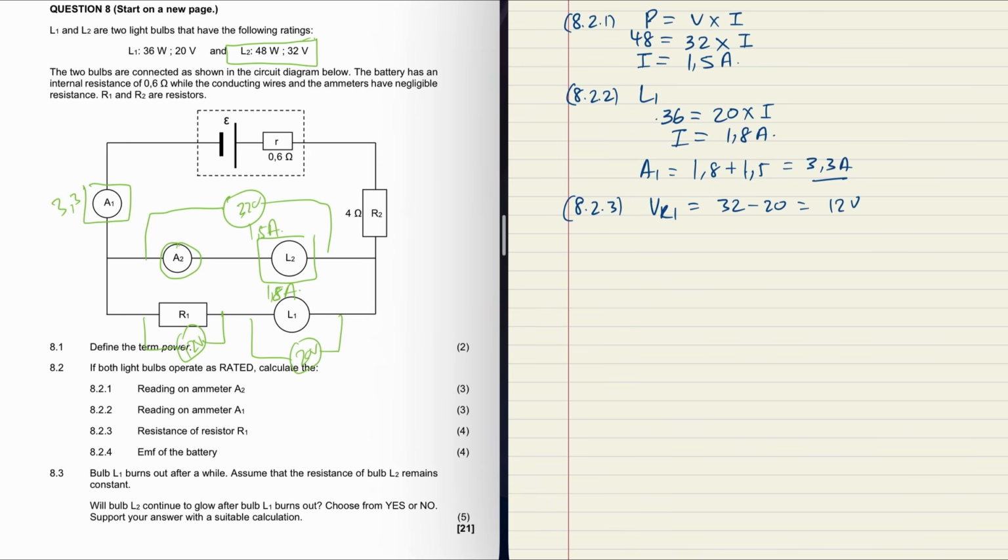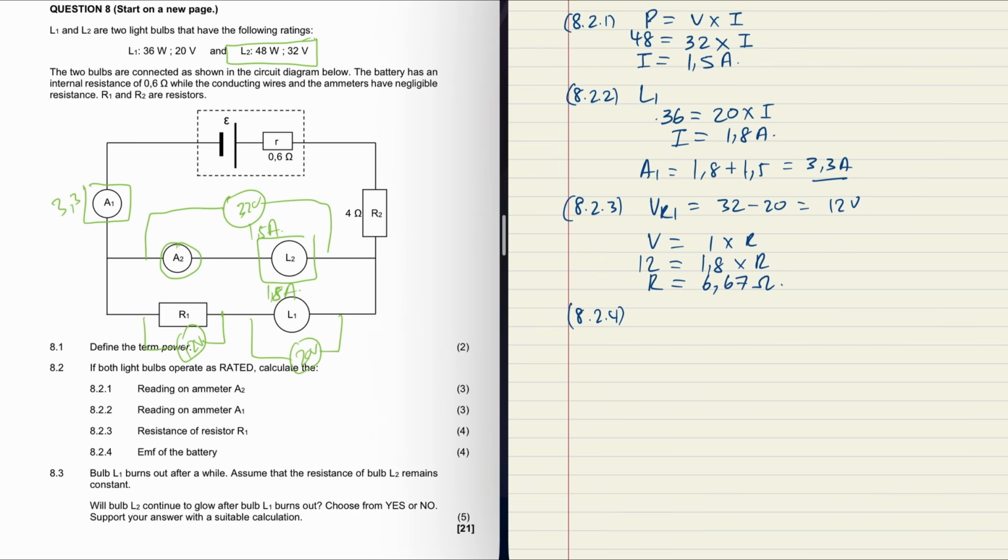And we know the current going through R1 because we just worked it out in question 8.2.2. So we can say V is equal to I times R. The voltage for R1 is 12. The current going through R1 is 1.8, multiplied by R. R is equal to 12 divided by 1.8, which is 6,67 ohms.